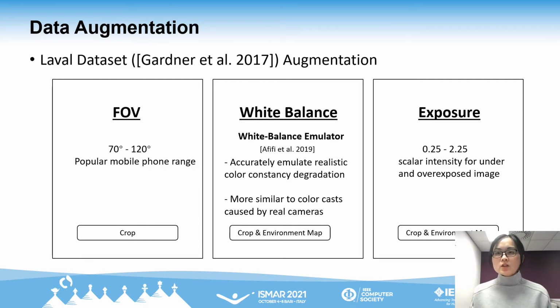For white balance augmentation, we use the white balance emulator, which is a deep learning-based color augmentation method proposed by IPV 2019. The advantage of this method is it can accurately emulate realistic color consistency degradations, and the generated color shift is more authentic to the color cast caused by real cameras. For exposure, we choose a reasonable range between 0.25 to 2.25 as the under and overexposed cases.